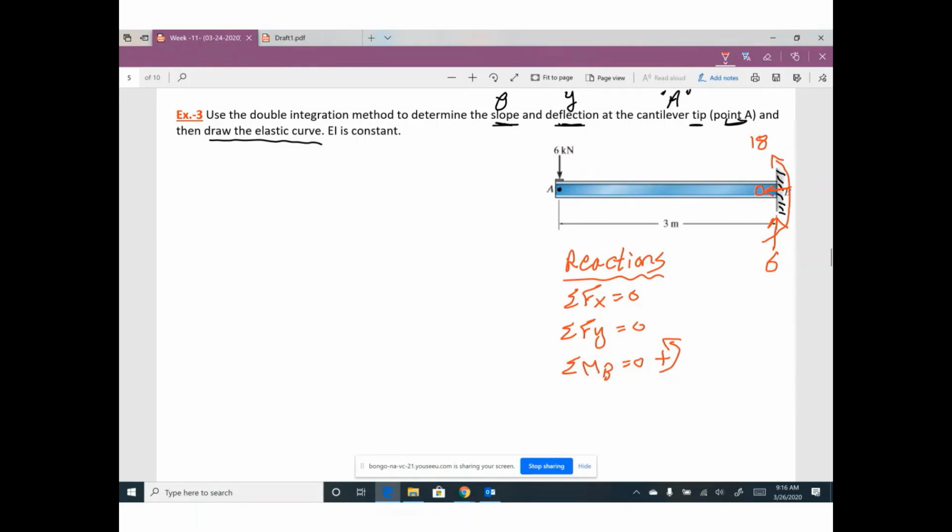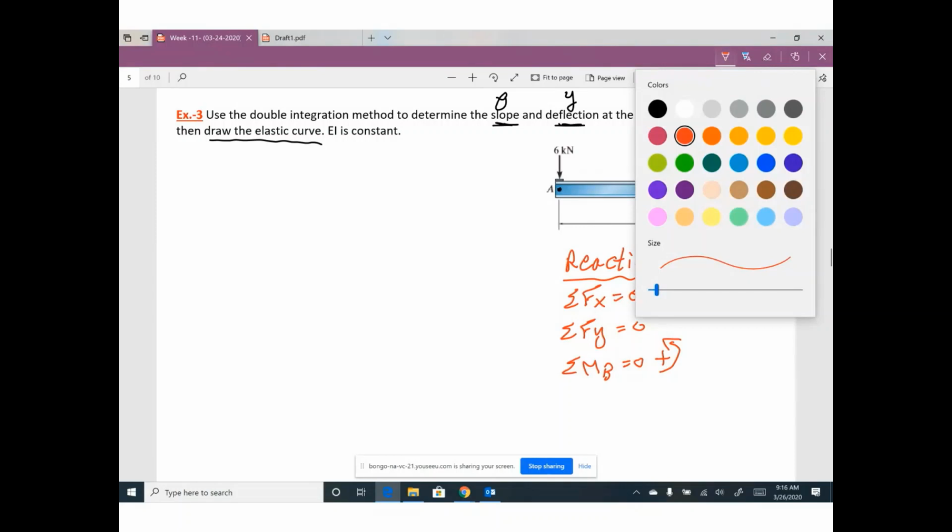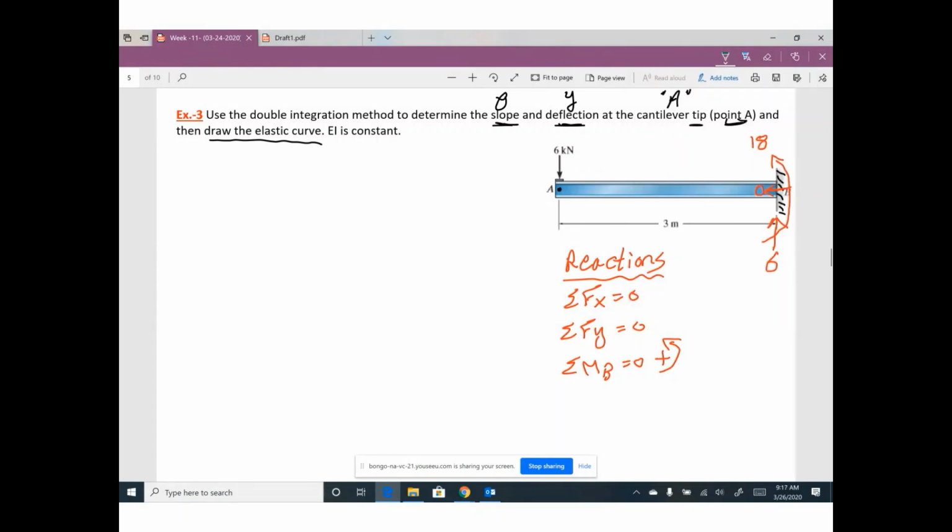Second step. Assume a distance x. Be careful. Distance x from your left. I don't care where my support is. It's not my issue. I have to assume my x distance from the left. Here is the left side. Please go ahead and assume a distance x and do your cut. And I will use the left part. Please go ahead and draw your free body diagram. Your free body diagram looks like this.